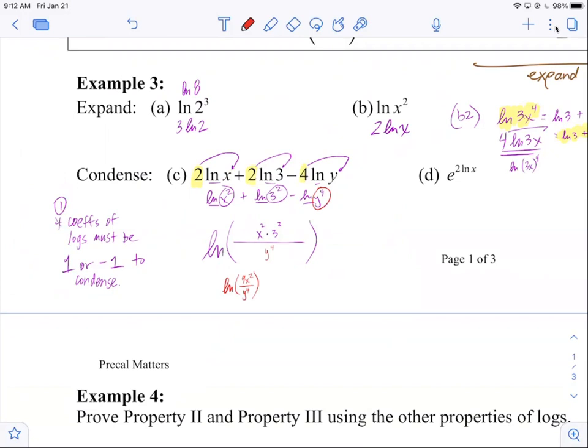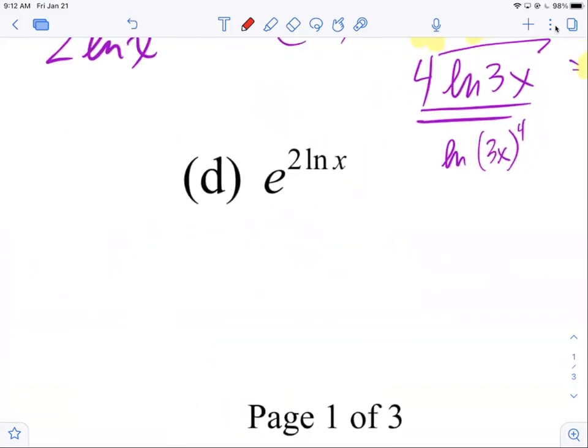Okay, let's look at letter D. Letter D, e to the 2 natural log of x. Ooh. What should I do first? Switch around the 2. So after we switch around the 2, this would just be e to the natural log of x squared. Yeah, both of y'all said it. So we're going to condense the exponent by bringing the 2 up. So it's e to the natural log of x squared.